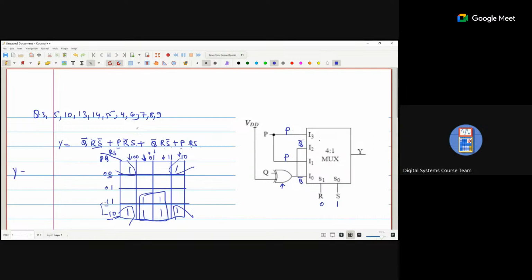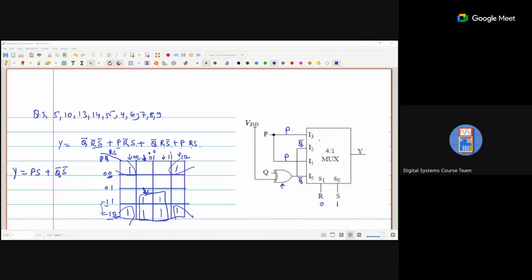Okay, so Y, if I write for this group, the term is PS, because P is 1 and S is 1. And if we are talking about the corner, Q is 0 and S is 0, so Q bar S. So one answer is this one.